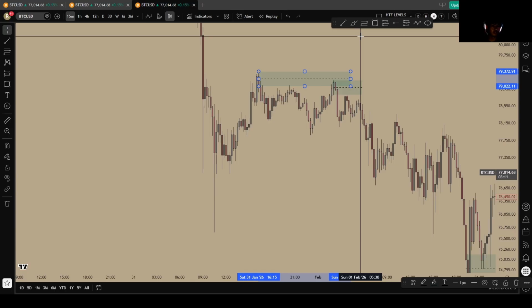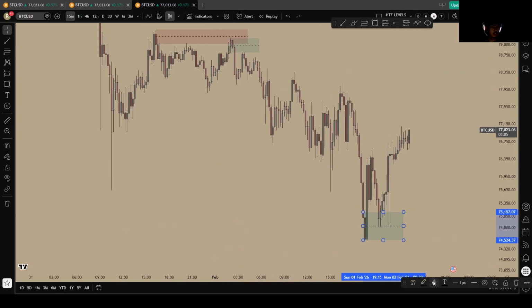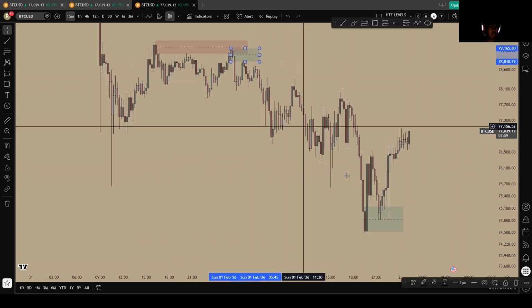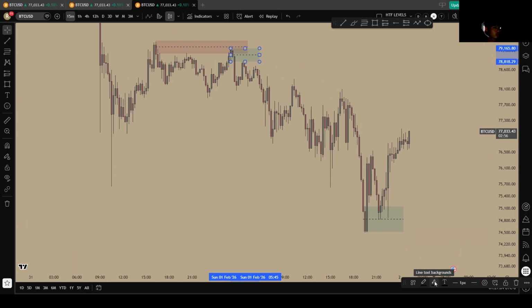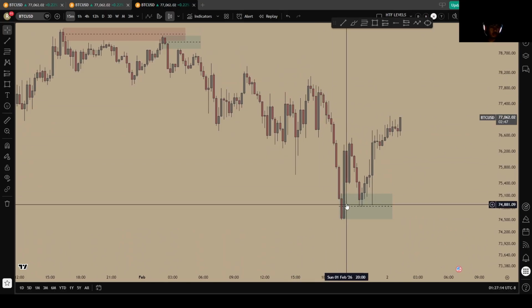I prefer using the two words supply and demand. Supply is simply going to be your red box, and demand is simply going to be your green box, right? That's personally how I trade it, but if you want to call it an order block, call it a bearish and bullish order block. That's entirely preference.